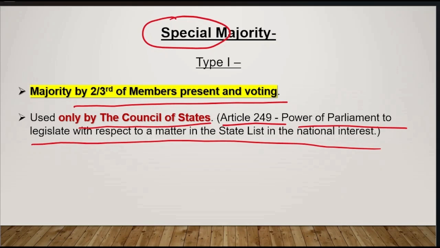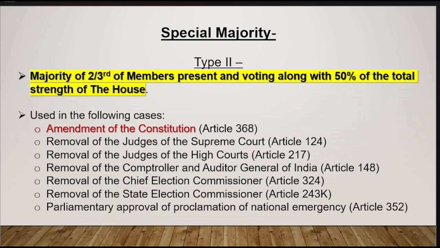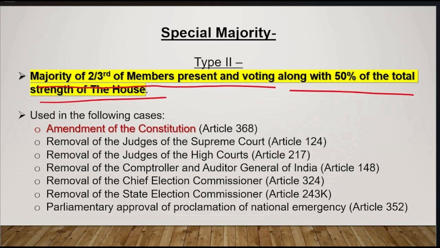Okay. Now, next comes type 2. So, what is this type 2? Type 2 is a majority of 2/3 of the members present and voting along with 50% of the total strength of the house. As I mentioned previously, these are special majorities, so obviously this will be tougher to get. In which scenario is this type of majority used?